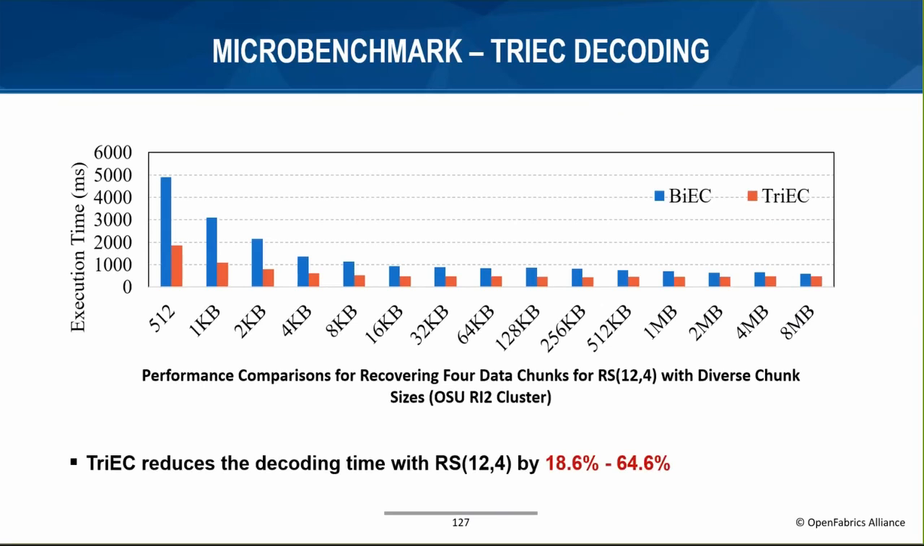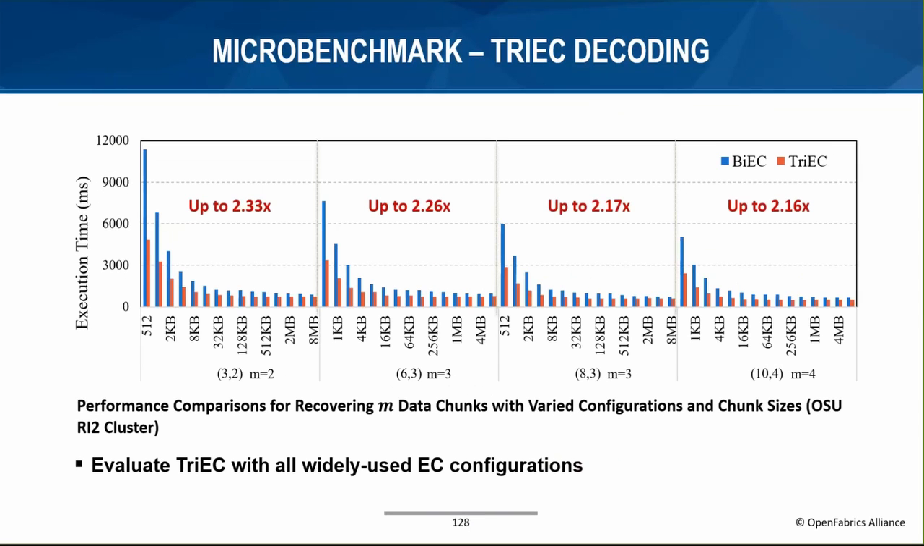Next one. We also systematically evaluated different configurations like (3,2), (6,3), (8,3), and (10,4). All of these configurations are widely used. For decoding, because of the benefit of in-band recovery as well as some optimizations we did, we see a much better performance improvement: 2.3, 2.3, 2.2, 2.1, 2.1 times for the different configurations.